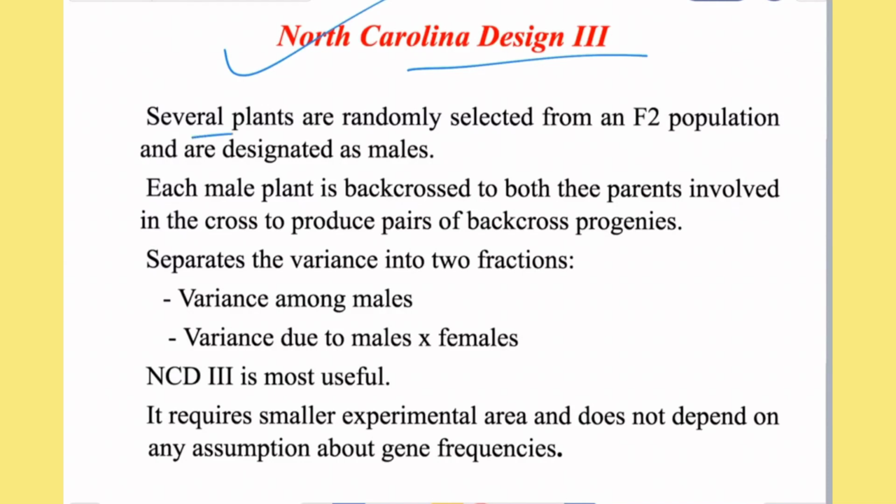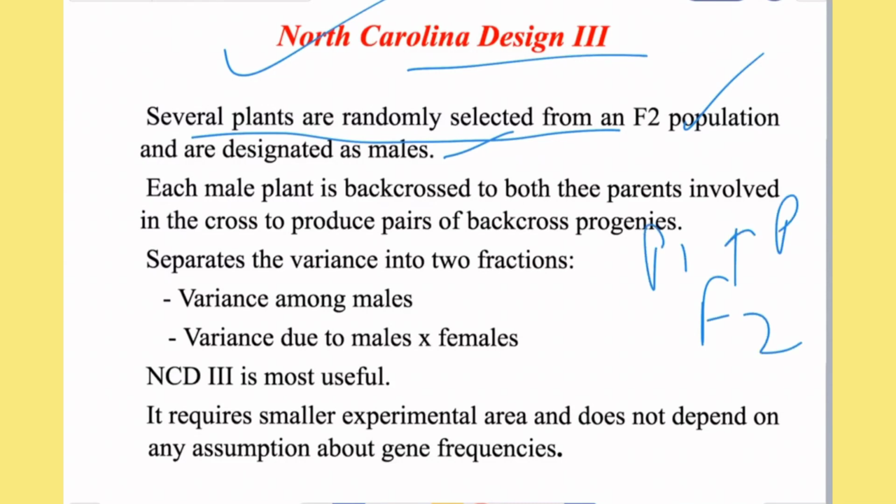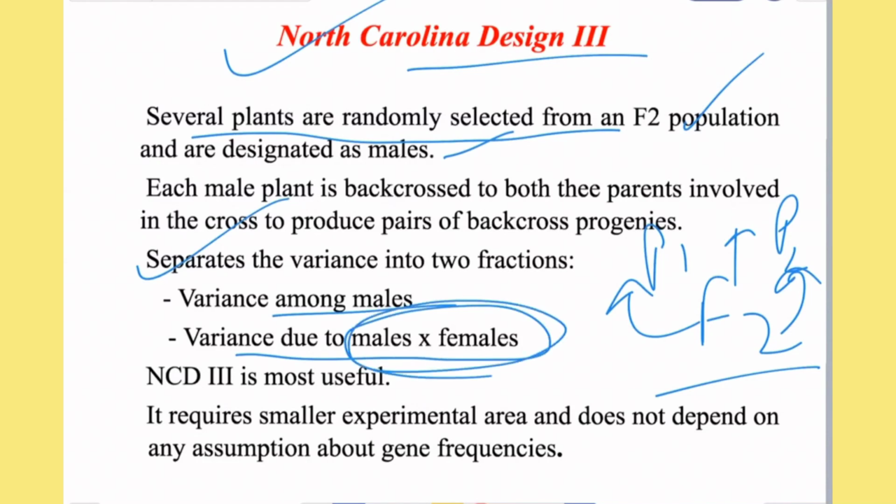F2 populations. Several plants selected from the F2 population are designated as males, and each male parent is backcrossed with the parents P1 and P2, and produces the backcross progenies. In this analysis, the variance is divided into two fractions, just like NCD1, the variance due to male and variance due to female. NCD3 design is the most useful and most powerful design compared to NCD1 and NCD2.